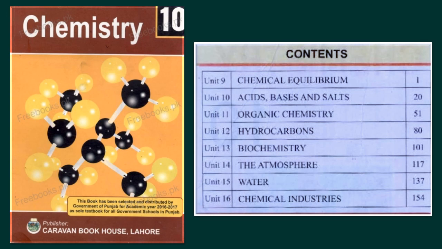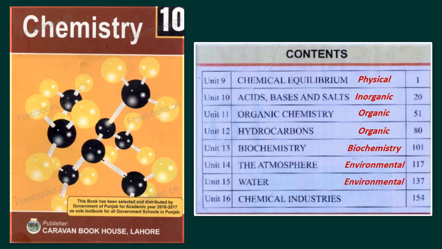This book of yours consists of 8 chapters or units from unit number 9 to 16, comprising 6 branches of chemistry. Unit number 9 is from physical chemistry, unit number 10 is from inorganic, unit number 11 and 12 both from organic chemistry, unit 13 itself indicates the branch name, unit number 14 and 15 both from environmental chemistry, and the last unit is from industrial chemistry. So you are going to study 6 branches of chemistry in this book.